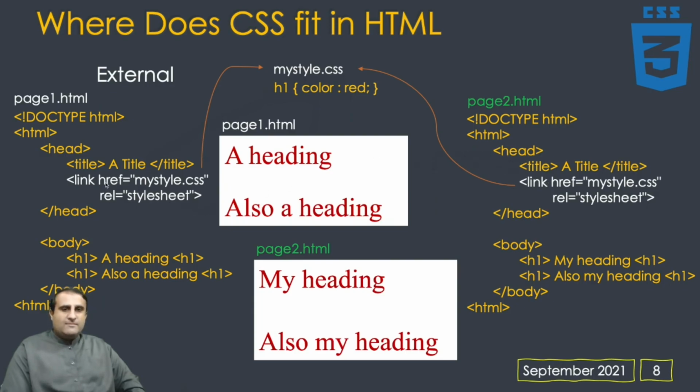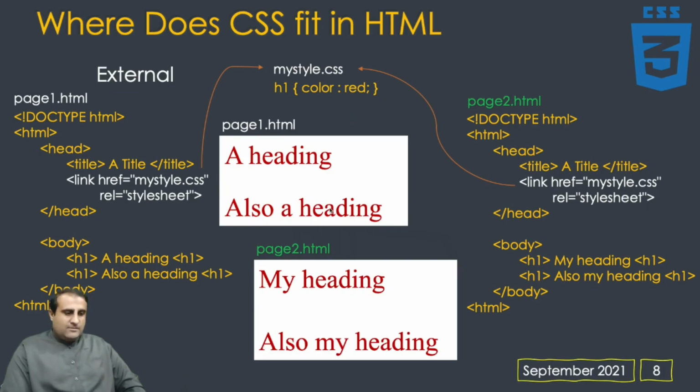So we see that we have the link tag here with href as mystyle.css. This points to the CSS file, and the rel attribute tells that this link is actually a style sheet. We see this link tag is present in both page 1 and page 2, on the right side. So each heading in page 1 and page 2 has the same style applied, because it is external CSS that is linked to all the pages here.